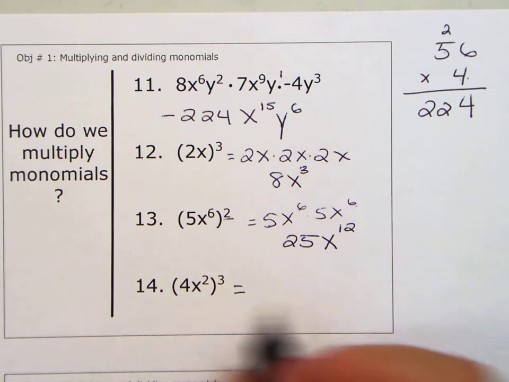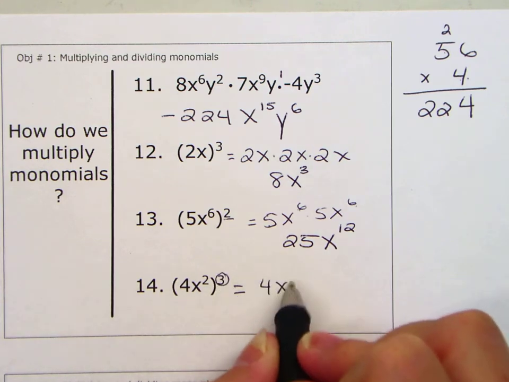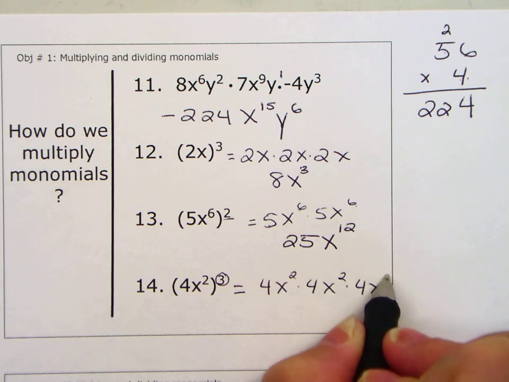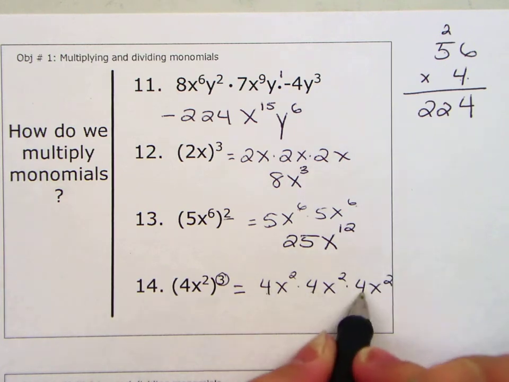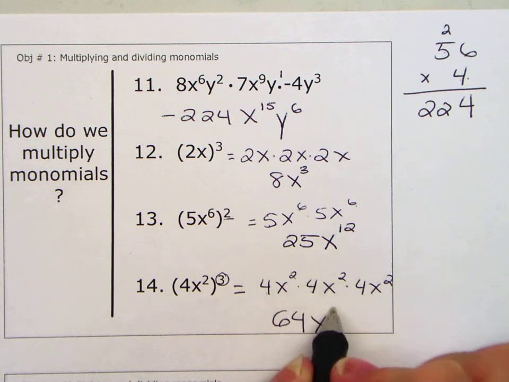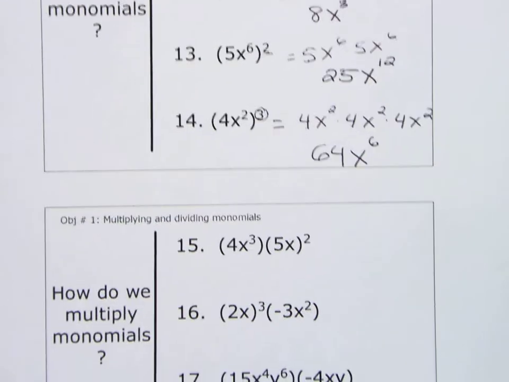Number 14. Write it out 3 times. 4x squared, 4x squared, 4x squared. 4 times 4 times 4 is 64. X, 2, 2, and 2 is 6. Okay.